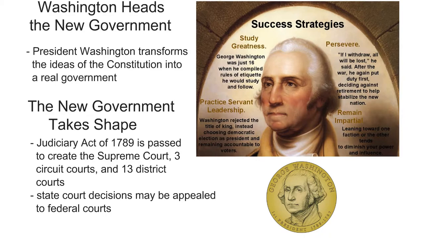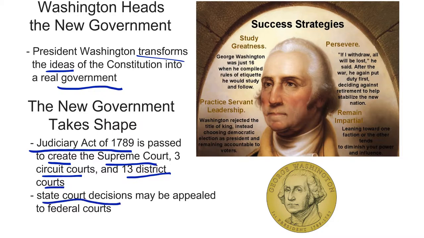Washington heads the new government. President Washington transforms the ideas of the Constitution into a real working government. The new government begins to take shape as the Judiciary Act of 1789 is passed. This act created the Supreme Court, the 3 circuit courts, and the 13 district courts. It also allows for state court decisions to be appealed to the federal court level.